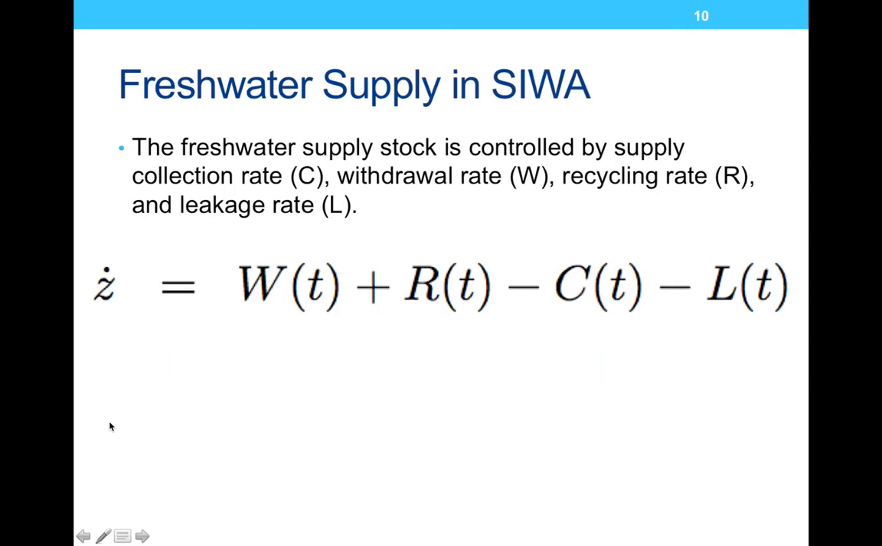Okay, let's look at the supply, which is the last of the three stocks. The freshwater supply is controlled by the supply collection rate, C. Once it's collected, it basically means that it's fed into the human system, and it subtracts from supply. The withdrawal rate, W, is the rate at which water moves from the sources to the supply, so it adds to the rate of change of the supply. Then there's recycling, which adds to the supply, and leakage, which subtracts from supply. So those are kind of obvious and straightforward.